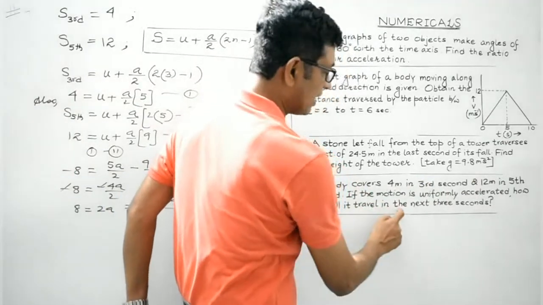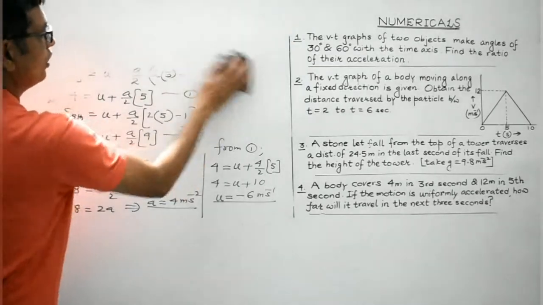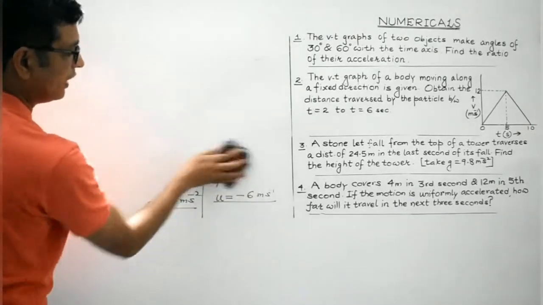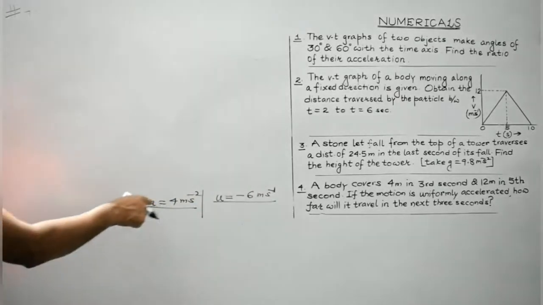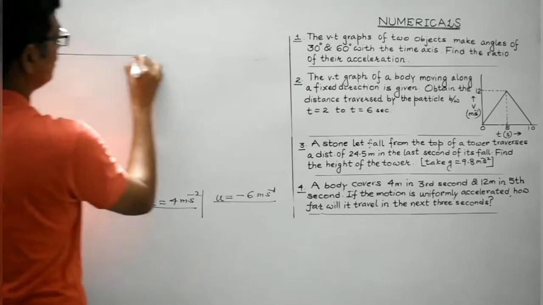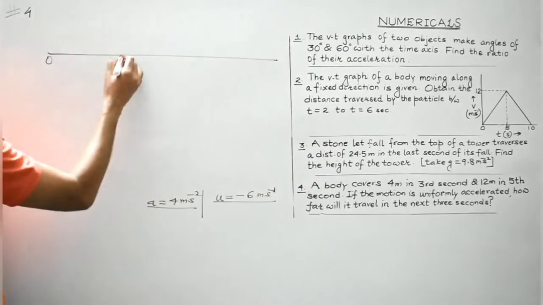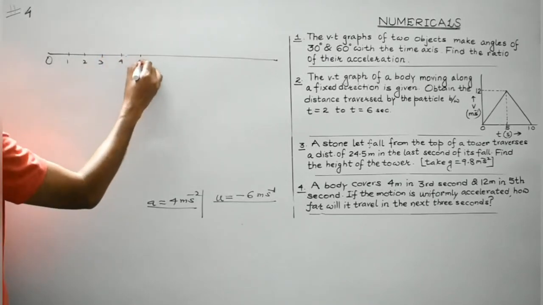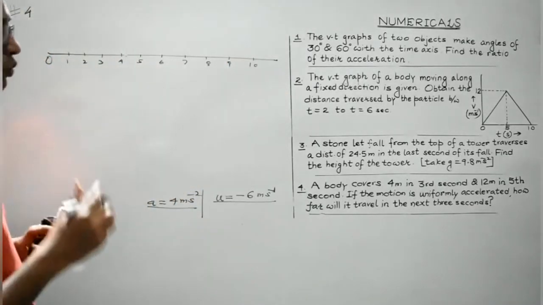How far will it travel in the next 3 seconds? So I'll illustrate it diagrammatically, what we are supposed to find. So a as well as u, these two values we have obtained, the initial velocity of the body and the constant acceleration. Now look, as per the question, what we are supposed to find is, okay, this is the origin, third second. Suppose this is 1, 2, 3, 4, 5, 6, 7, 8, 9, 10. It is time, suppose. Right?